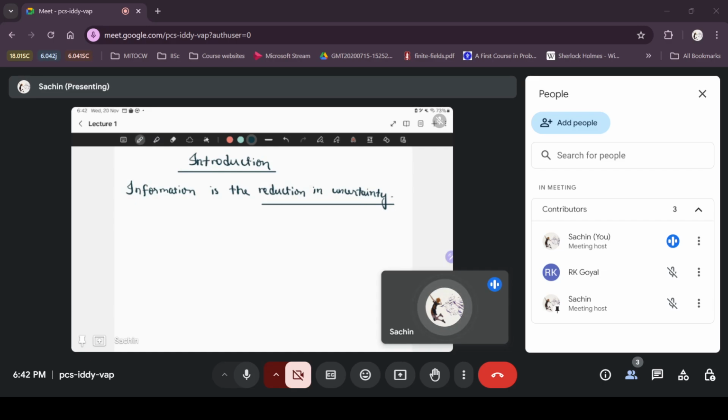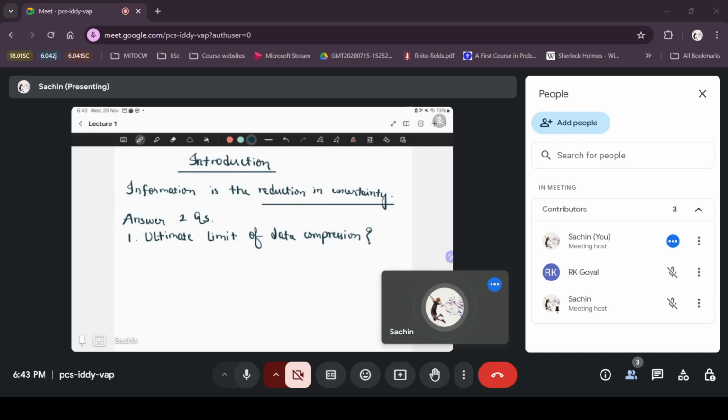So for communication, the main goal of information theory is to answer two questions. The first question is, what is the ultimate limit of data compression?